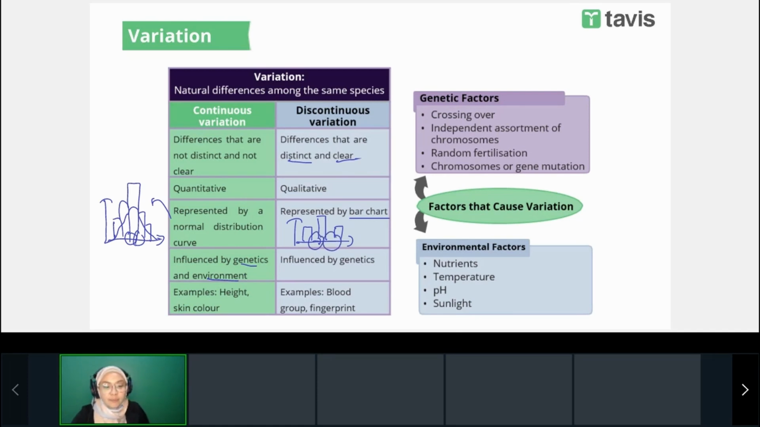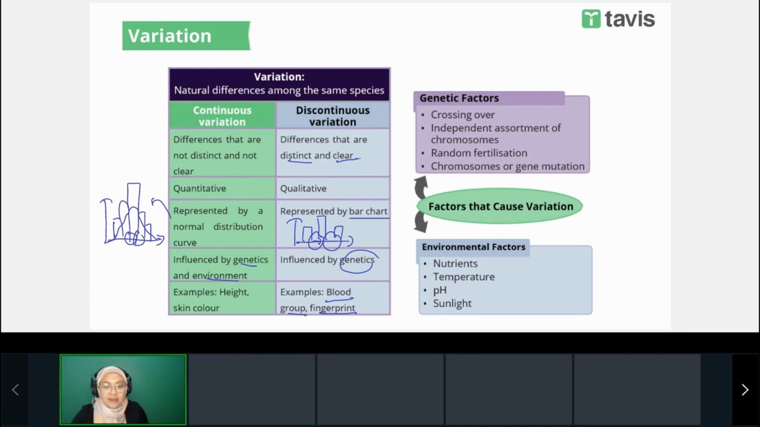It is influenced by genetics. If the mother has A blood type and the father also has A blood type, probably the children will have A or O blood type. It is impossible to get B or AB blood type. Examples are blood group and fingerprint, which are very distinct. Everyone has a distinctive fingerprint.